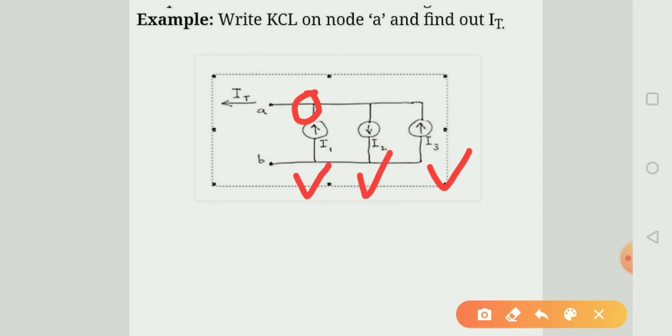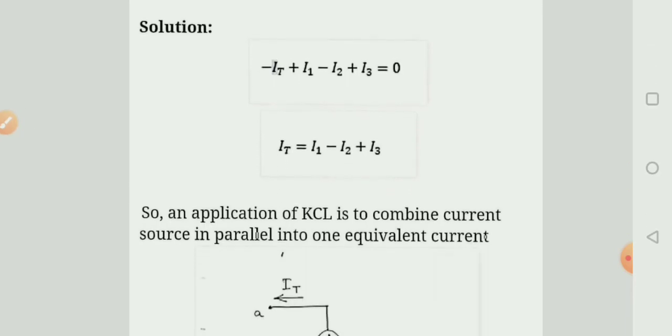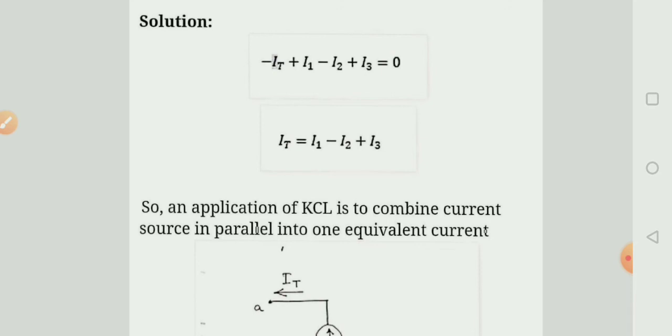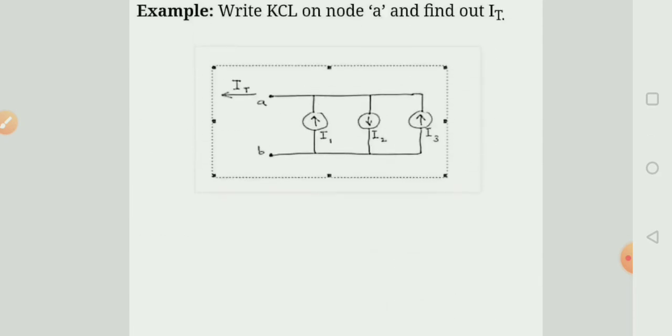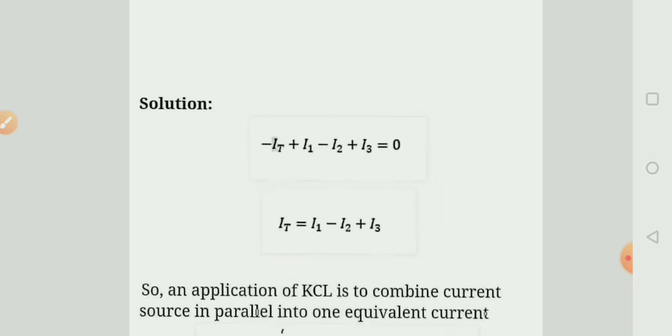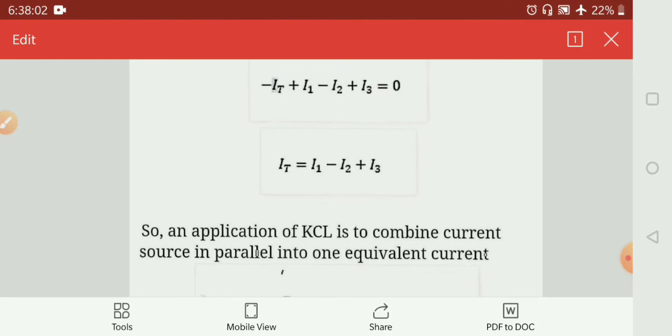If we apply KCL for this circuit, the equation becomes minus IT plus I1 minus I2 plus I3 equal to 0. Here we take positive sign for outgoing current and negative sign for incoming current. So by this the total current IT is equal to I1 minus I2 plus I3.